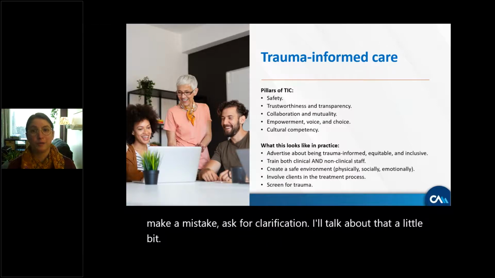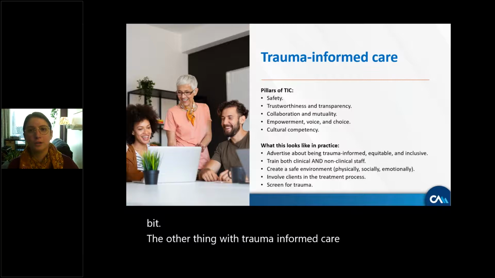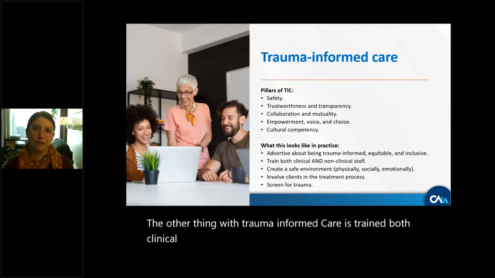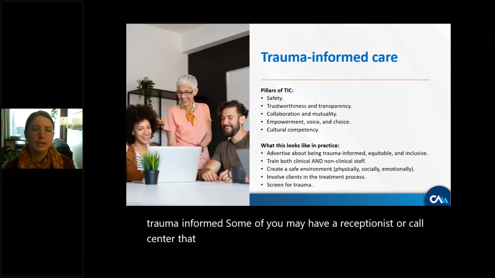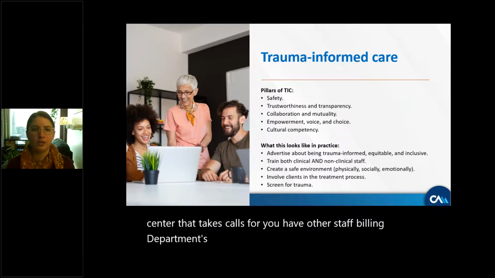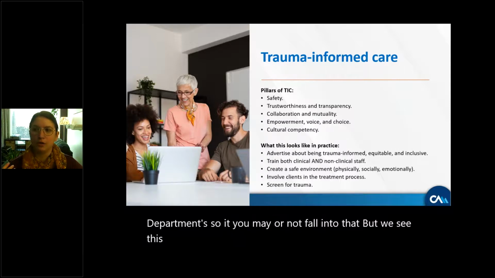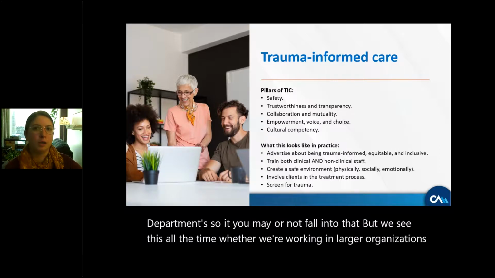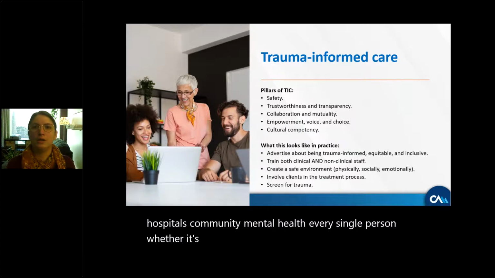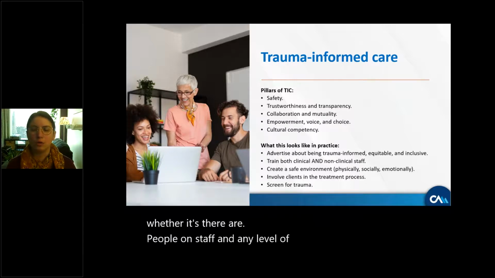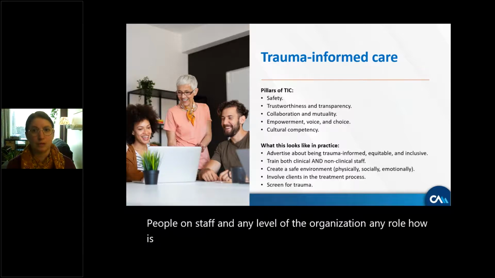The other thing with trauma-informed care is to train both clinical and non-clinical staff on how to be equitable and trauma-informed. Some of you may have a receptionist or a call center that takes calls for you, or other staff, billing departments, so you may or may not fall into that. But we see this all the time, whether we're working in larger organizations, hospitals, community mental health. Every single person, at any level of the organization, in any role, how is everyone trauma-informed? And that's really important, because the receptionist may be the very first person they talk to.